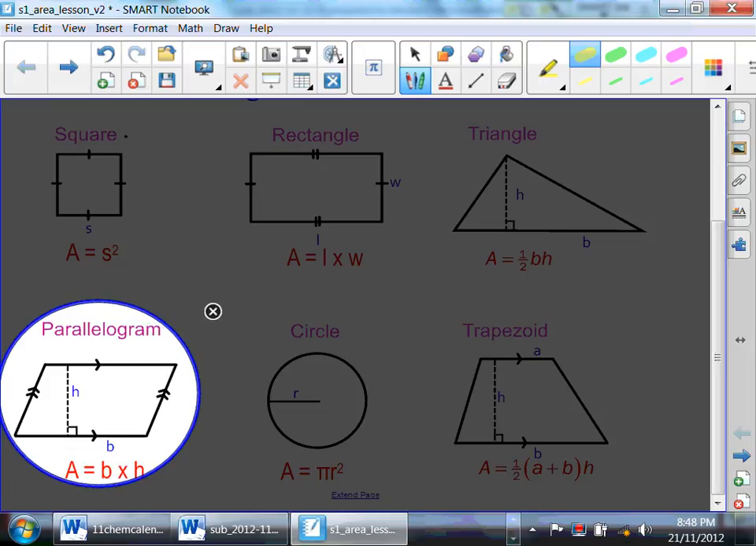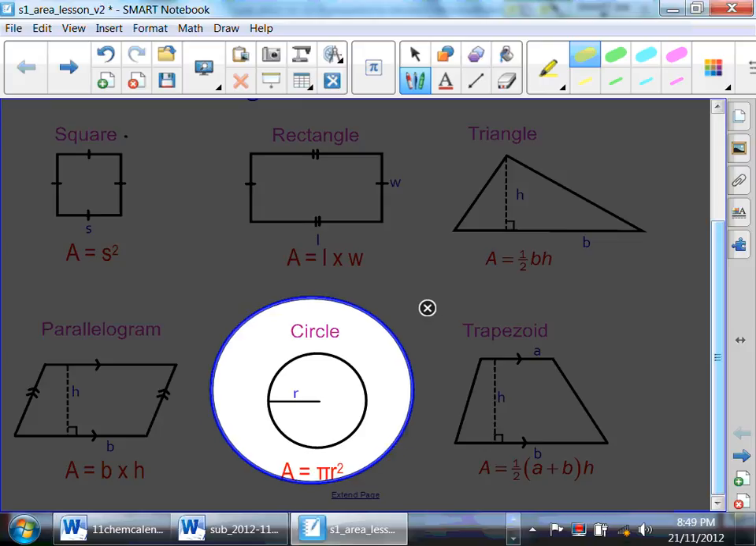Parallelogram. A parallelogram is like a rectangle. The only difference between a parallelogram and a rectangle is that a parallelogram doesn't have 90-degree angles. The parallelogram is like a rectangle that is kind of falling over. It has a base and a height, just like a triangle, and the parallelogram's area is found by just taking the base times the height.